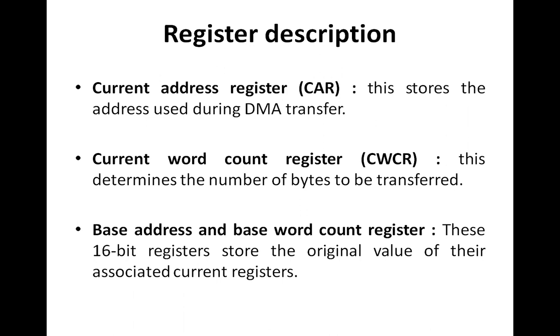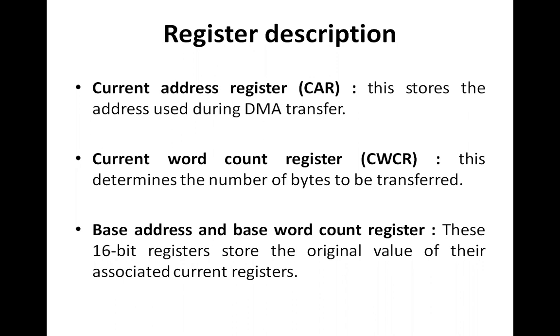The third one is the base address and the base word count register. Each channel has its own base address and base word count register, and both are again 16-bit registers. These registers work in parallel with the current address register and the current word count register. Because whenever we are serving, it is the current address register which will be giving the address of the memory.